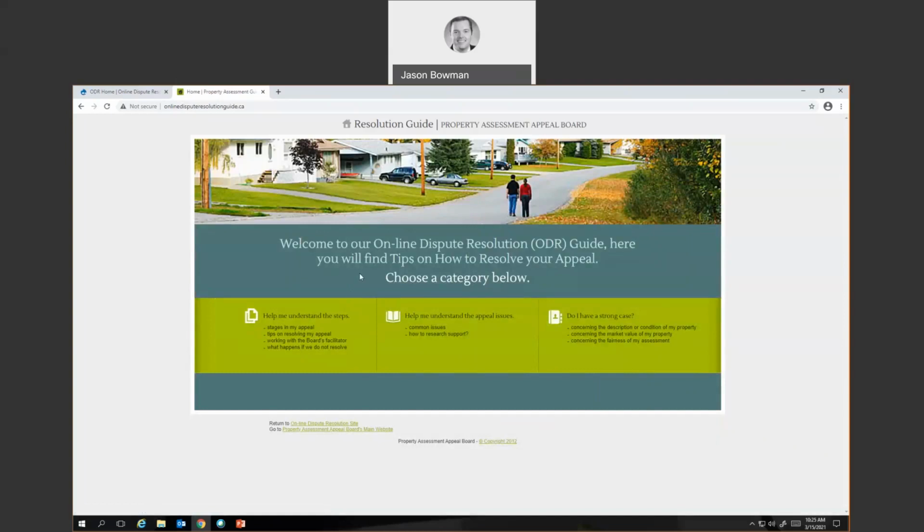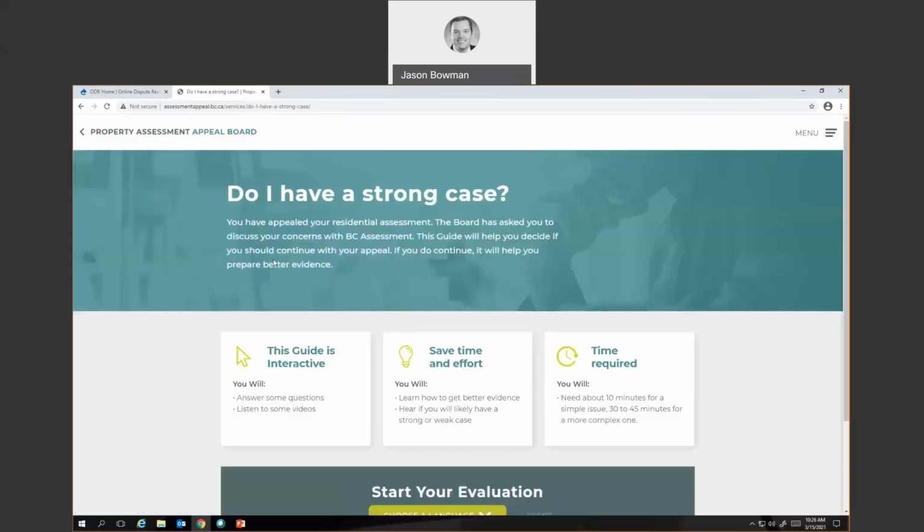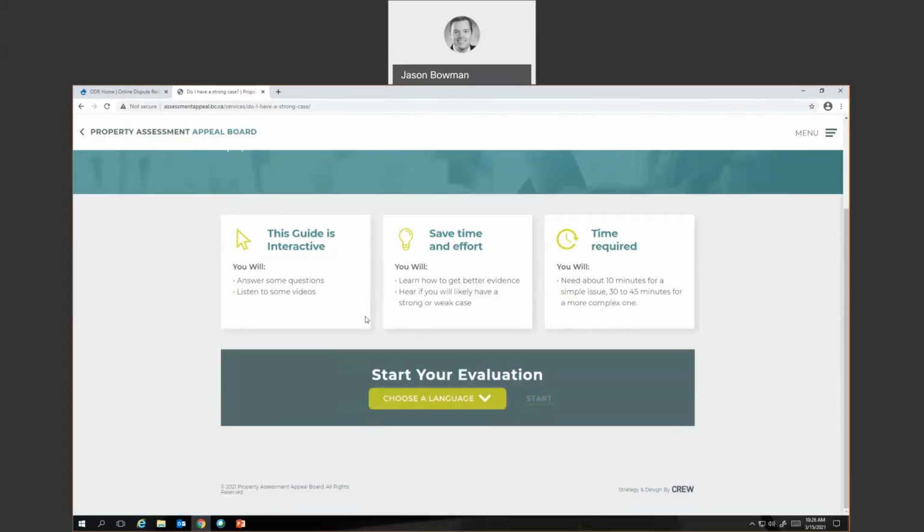So here's how you can get more information about the steps, the stages in the appeal. The center link will help you understand appeal issues, so common issues, and how to get evidence. Like I was mentioning before, the appeal board does not collect any evidence. We leave that up to the parties, so this will help you with that. And the third and final link is something we call Do I Have a Strong Case? And it will help you understand the issues and hopefully help you develop stronger evidence. And this is what this website looks like, the Do I Have a Strong Case? And we've got it available in multiple languages.